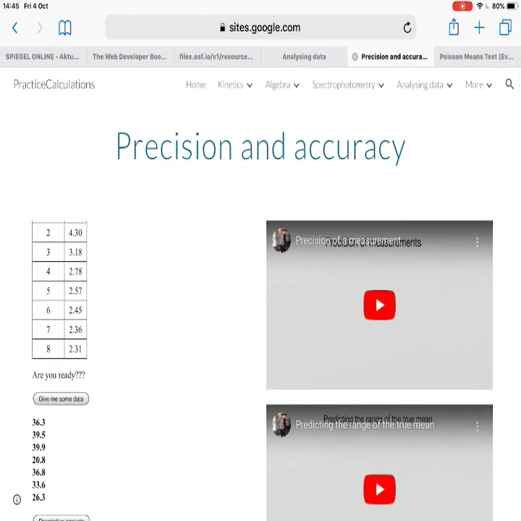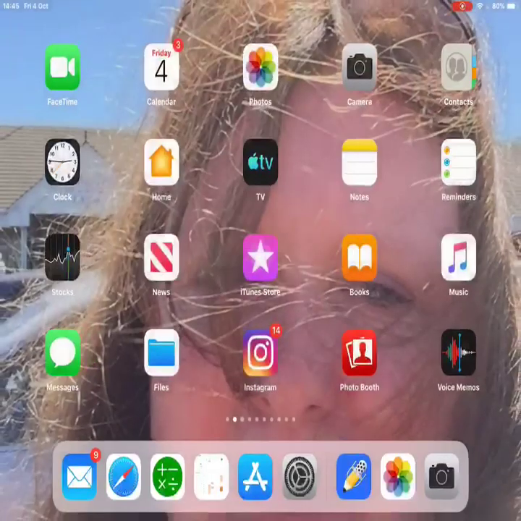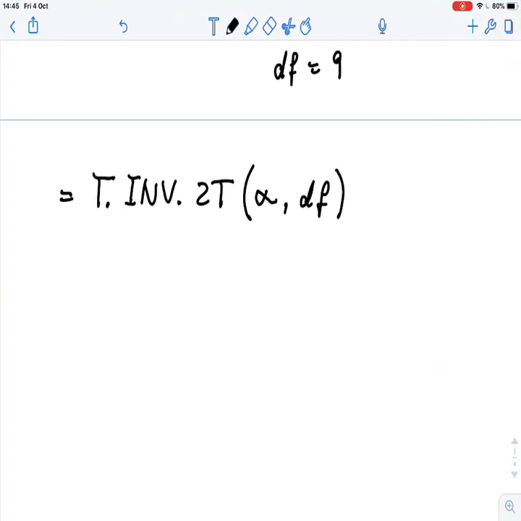Now, the whole thing is entitled Precision and Accuracy. And I believe this is part of the A-level syllabus, isn't it? Precision and accuracy, you have discussed that. Just a very quick reminder.